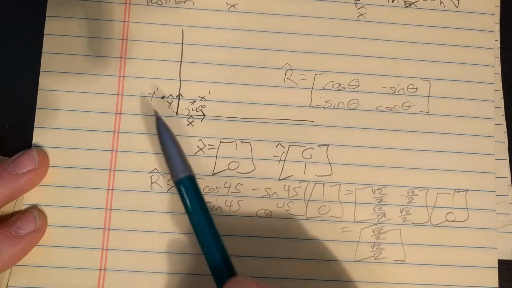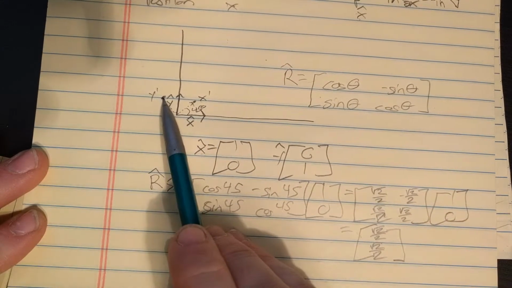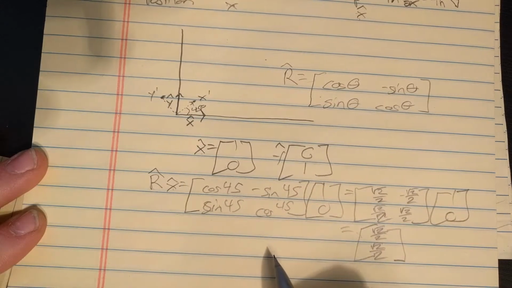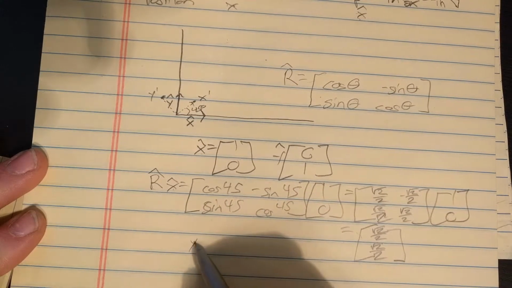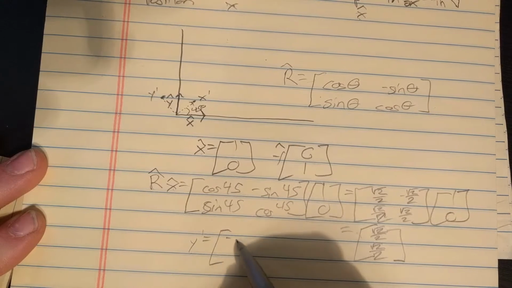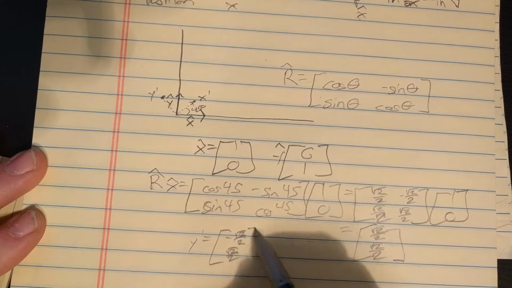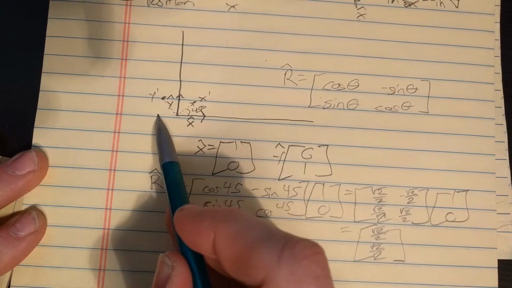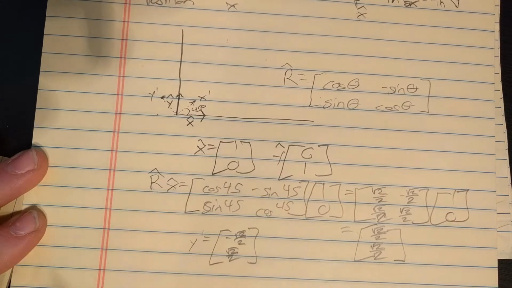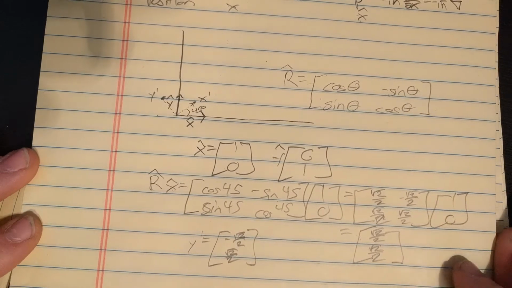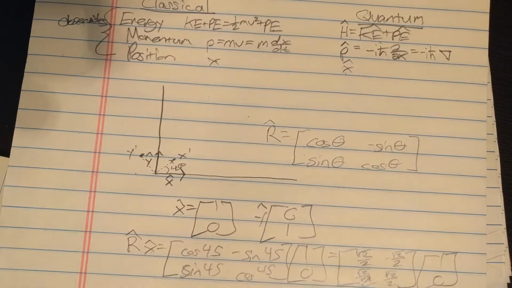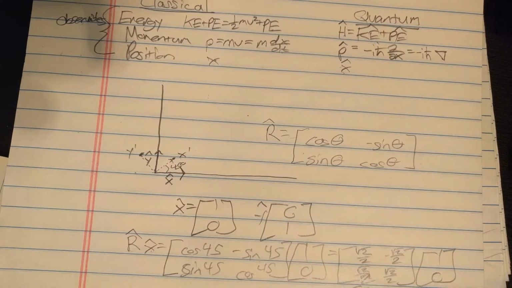You can do the same thing with y prime. Y prime would be negative root 2 over 2 and then root 2 over 2, because you're going minus root 2 over 2 this way and up root 2 over 2. So that's how I like to think about quantum mechanical operators: as matrices performing a transformation on a state.